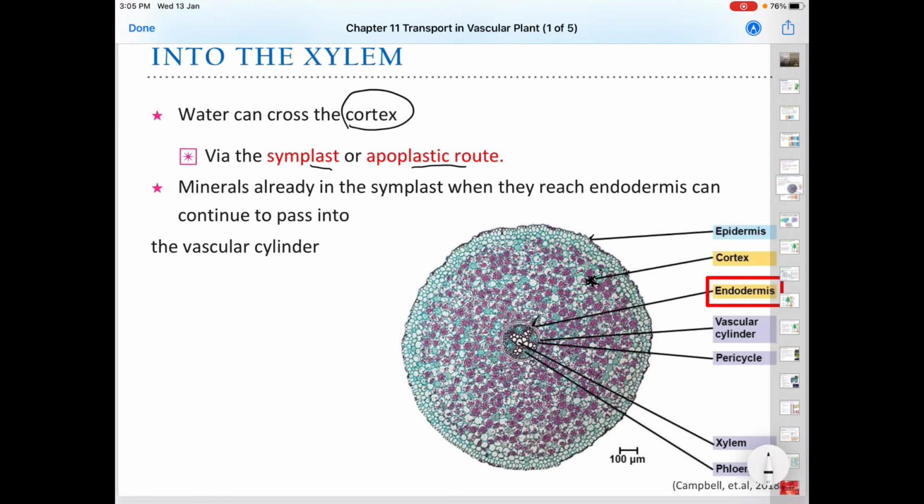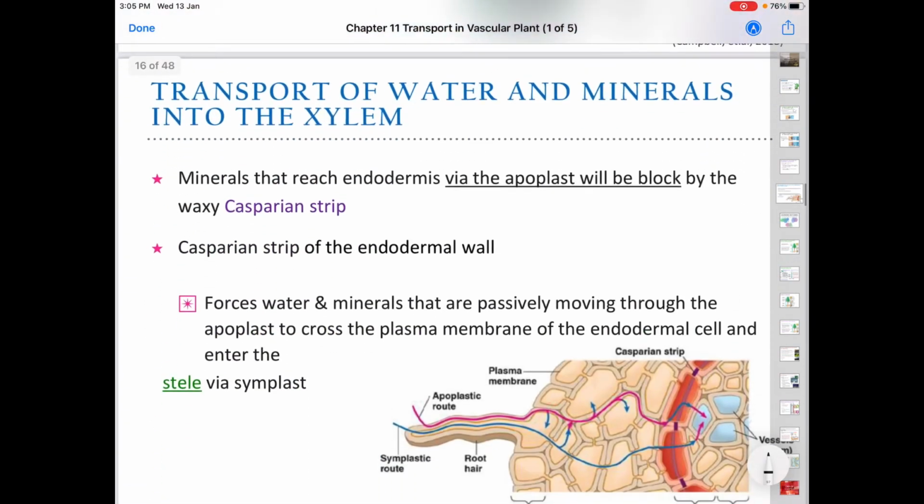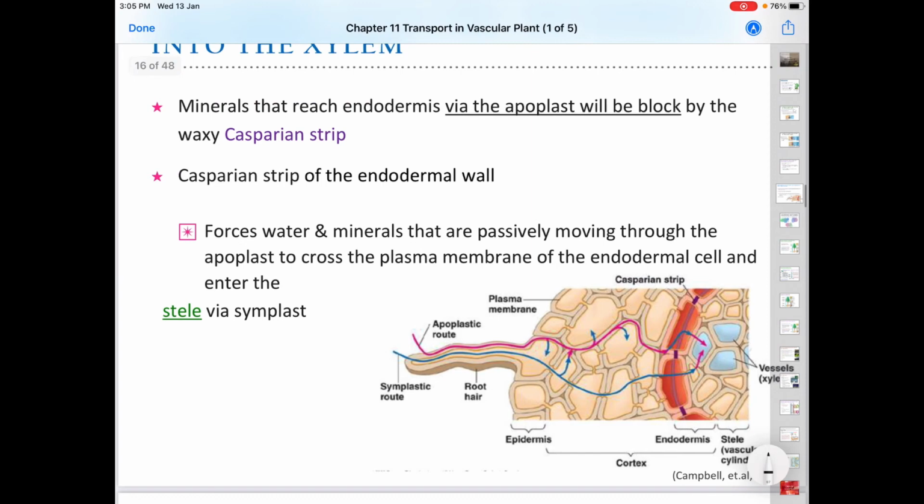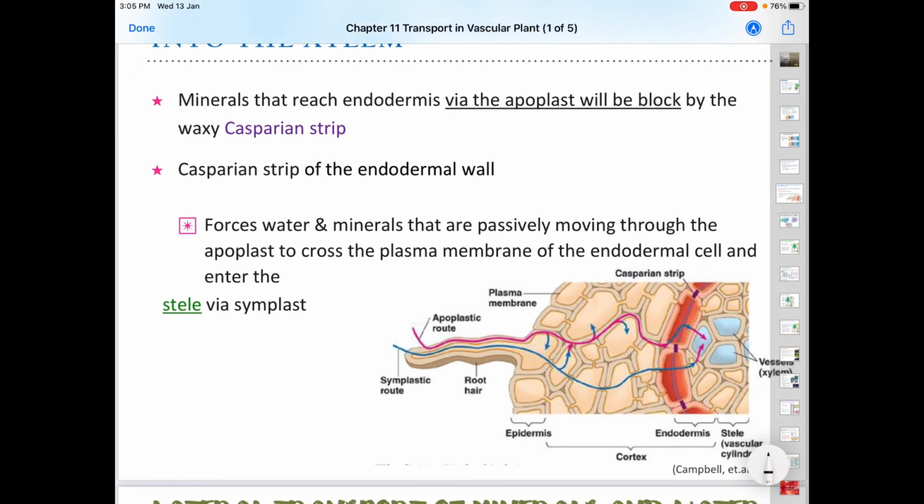Minerals, including water, already in the symplast, when they reach the endodermis, can continue to pass into the vascular cylinder. Minerals that reach the endodermis via the apoplast will be blocked by the waxy Casparian strip. If you see the apoplastic route here, these are the minerals and water taken through the apoplastic route.